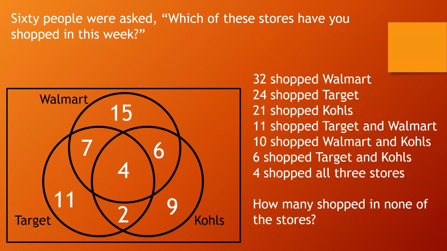So we go back up to the problem that tells us there's 60 people in all. So if we add up all the numbers that we have so far in all of these regions, and then subtract that from 60 to get how many we still need, we find that there's 6 people outside of all three circles, but still within the universal set. So that answers our question. How many shopped in none of the stores? That would be 6 people.